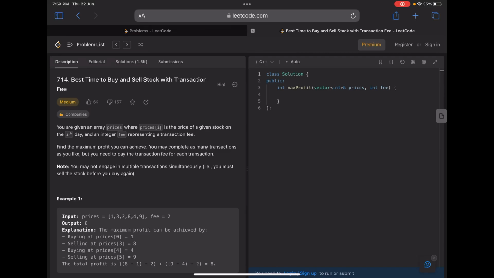So in this video we will be discussing LeetCode problem 714, that is Best Time to Buy and Sell Stock with Transaction Fee. The problem statement states that we are given an array prices, where prices[i] tells us the price of a given stock on the ith day, and we are also given an integer fee representing a transaction fee. What we have to do is find the maximum profit we can achieve if we apply a transaction fee.